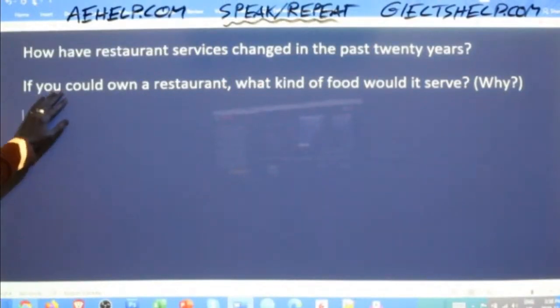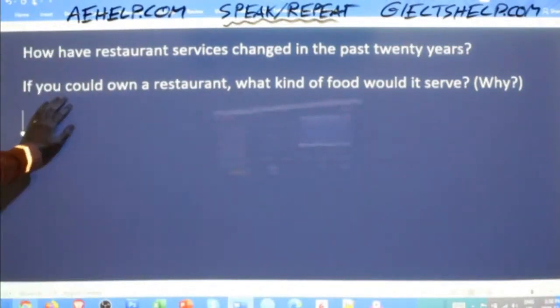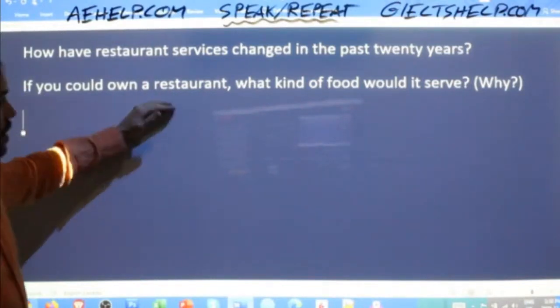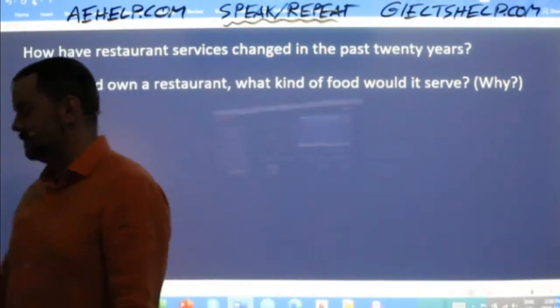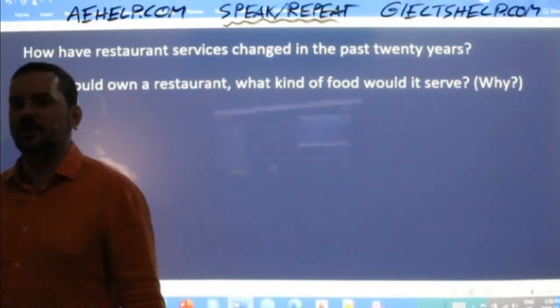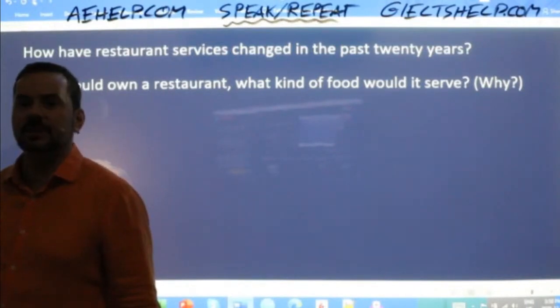If you could own a restaurant, going into the restaurant business could be tricky right now, although by summer it could be a good idea. Lots of market space. If you could own a restaurant, what kind of food would it serve and why? So if you could own a restaurant, what kind of food would it serve and why?